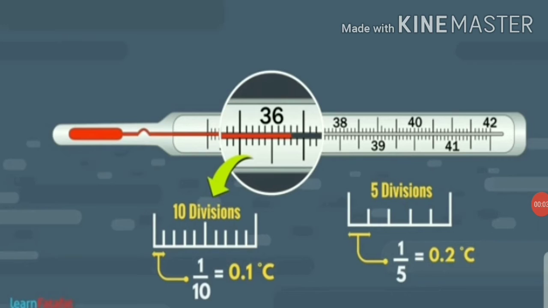Students, let's start reading a thermometer and measuring temperature. Before we start, you have to keep one thing in mind. There are divisions between two consecutive numbers on a thermometer. If there are 10 divisions between two consecutive numbers, then 1 by 10 is equal to 0.1 degrees Celsius. If there are 5 divisions between two consecutive numbers, then 1 by 5 is equal to 0.2 degrees Celsius.